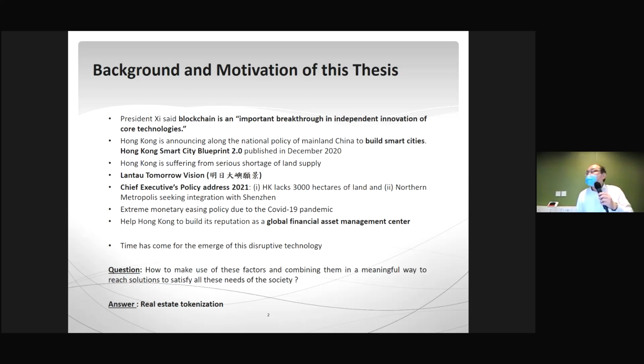tokenization. And I have to thank Professor Tong. He told me about the idea of tokenization. Before that, I did not have that idea.